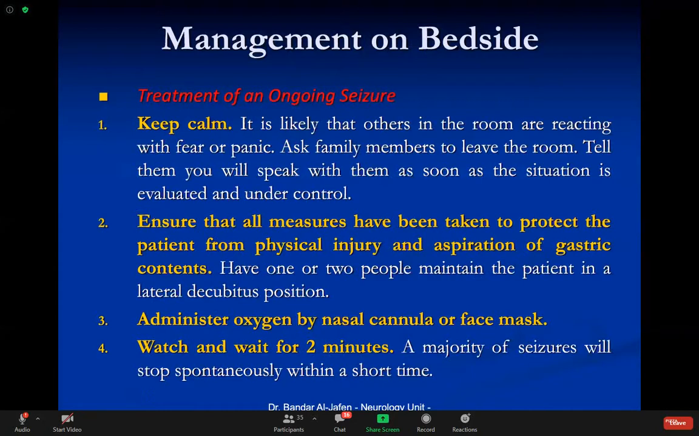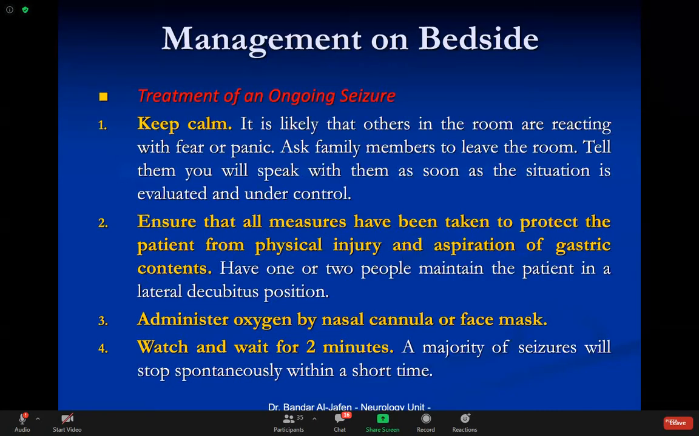Treatment of an ongoing seizure. You need to keep calm, and it's likely that everybody else in the room is not calm. You have to ask the family members to leave the room so you can work comfortably, and tell them that you'll speak to them. Ensure that all measures have been taken to protect the patient from physical injury and aspiration of gastric contents. If you're at home and a patient has a seizure, you just turn them on their side and make sure there's nothing next to them that they would hit.